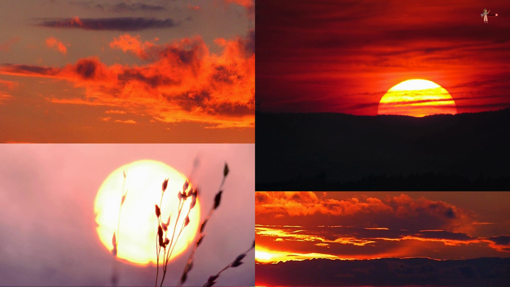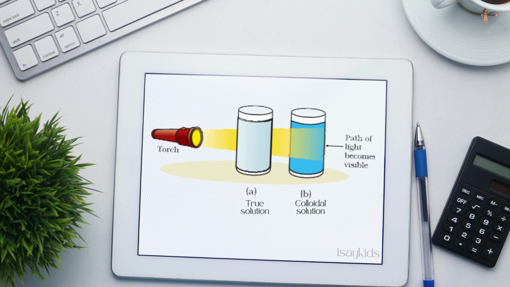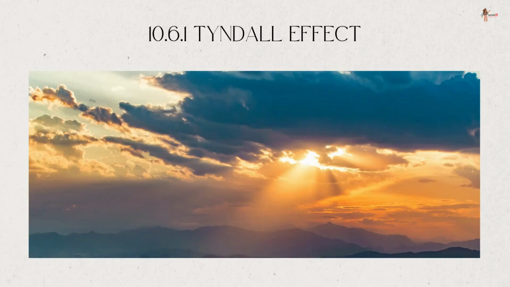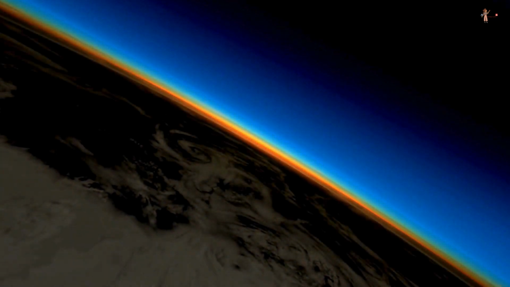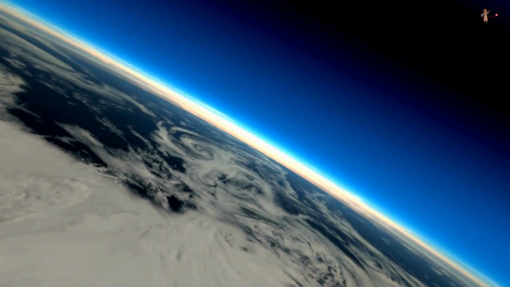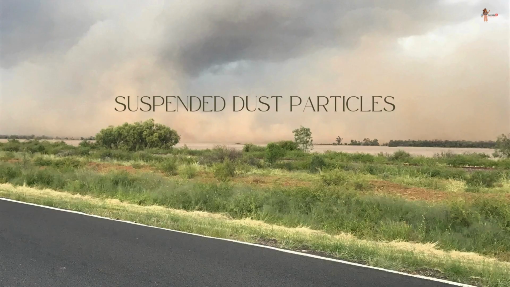In the previous class, you have learnt about the scattering of light by colloidal particles. The path of a beam of light passing through a true solution is not visible. However, its path becomes visible through a colloidal solution where the size of the particles is relatively larger. Next is Tyndall effect. The Earth's atmosphere is a heterogeneous mixture of minute particles. These particles include smoke, tiny water droplets, suspended particles of dust, and molecules of air.